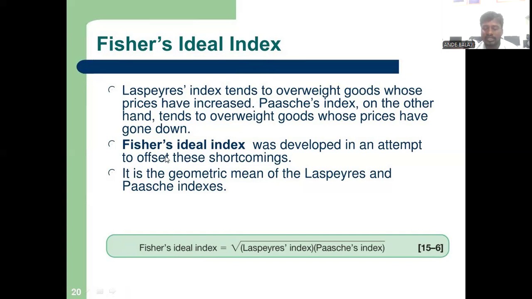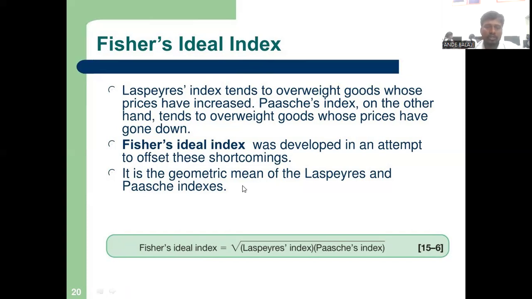Because it satisfies the tests of adequacy, such as the time reversal test, the circular test, and the unit test, it satisfies the maximum number of test criteria. So it is called Fisher's ideal index number.